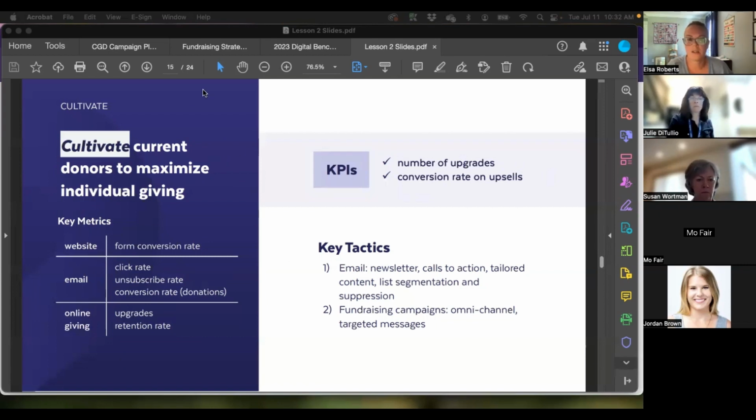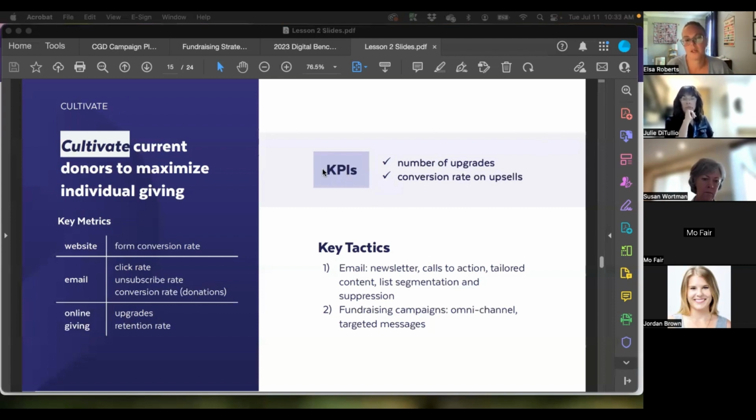Okay, so the final point along the pathway is cultivation. And here you're going to want to pay attention to things like form conversion rate for email. Again, it's going to be click rate, unsubscribe rate, and then conversion rate again. And for online giving, it's going to continue to be retention rate, but then also upgrade. So of those who are current donors, when a new year rolls around, did they increase their giving? That's going to be a really important thing to know.